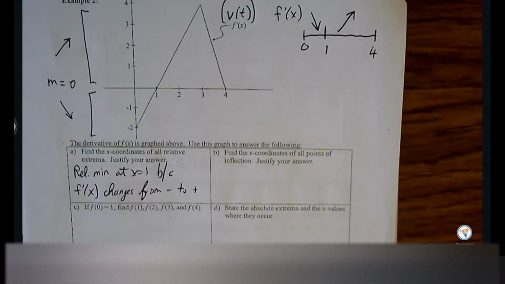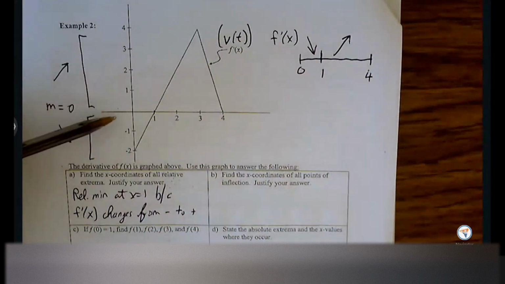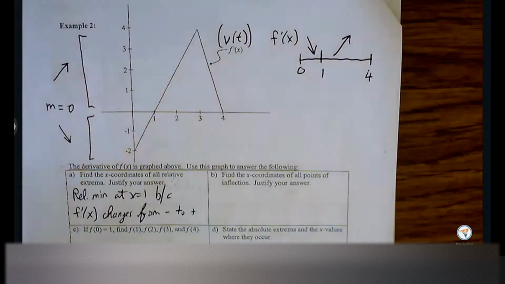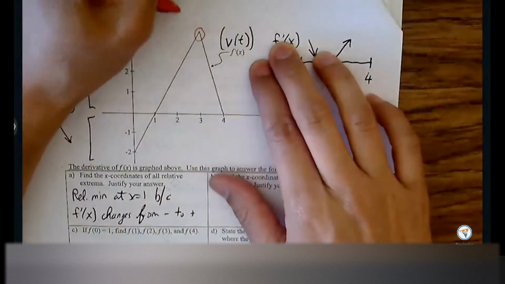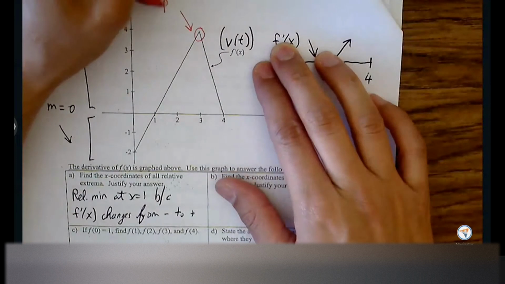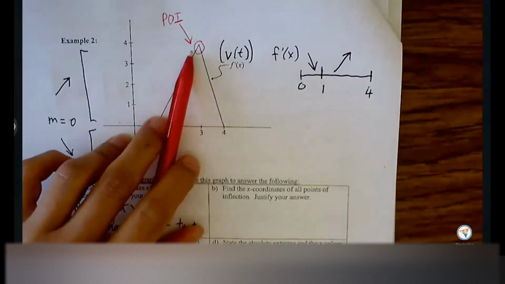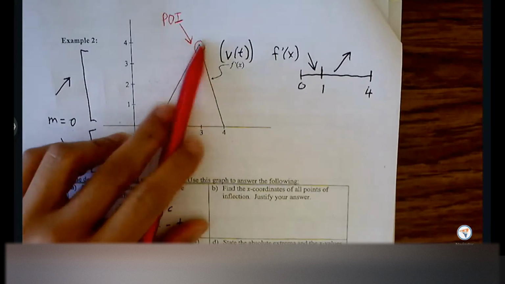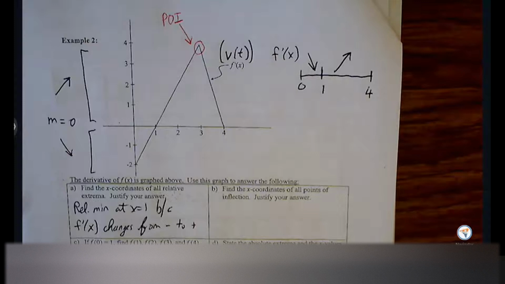Part B, find the x-coordinates of points of inflection. So we learned first semester, right, that if we're looking at the derivative graph, the way we find points of inflection is a little bit different. We don't look for x-intercepts, we look for peaks and valleys, right? So peaks and valleys are going to be locations of our point of inflection on the original graph, right? This is not what points of inflection looks like on the original graph, but this is where it's located if we're looking at the derivative graph.